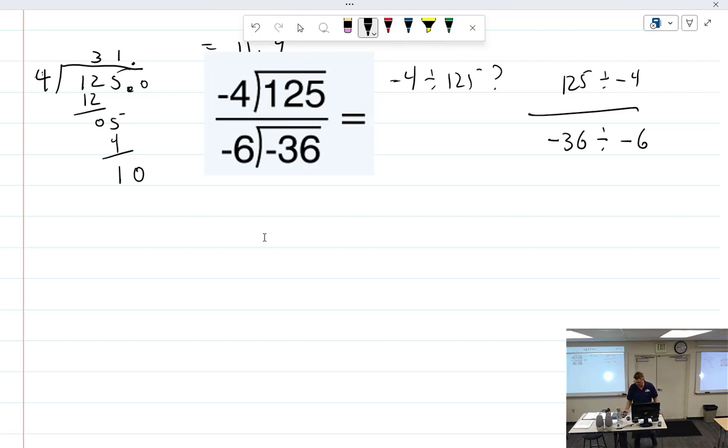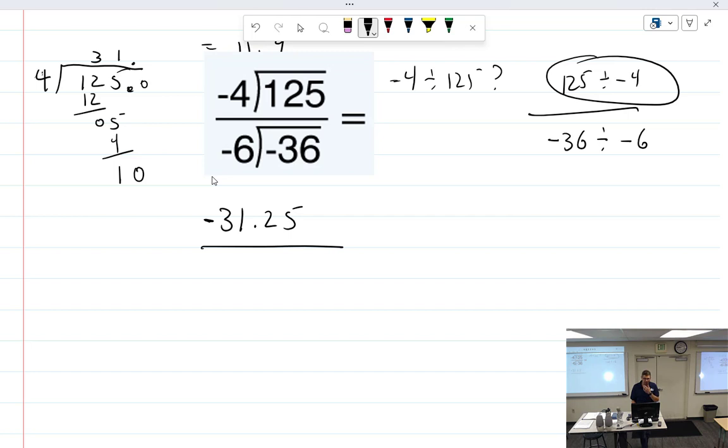What did the calculator tell us? 31.25. So there we go. Now we know we're doing it right. And we know that this was the right way to do it. So 31.25 was the answer. I was going to say negative 31.25, right? Yes. Over.